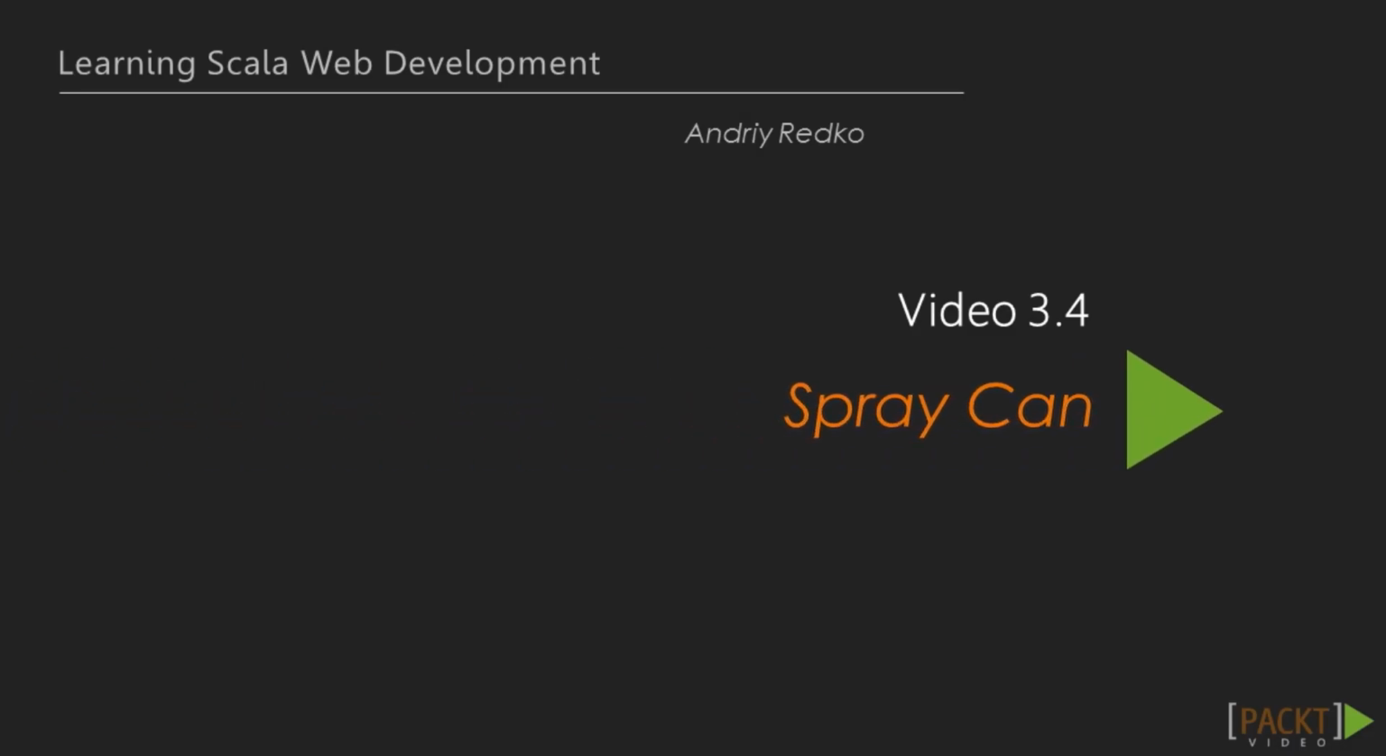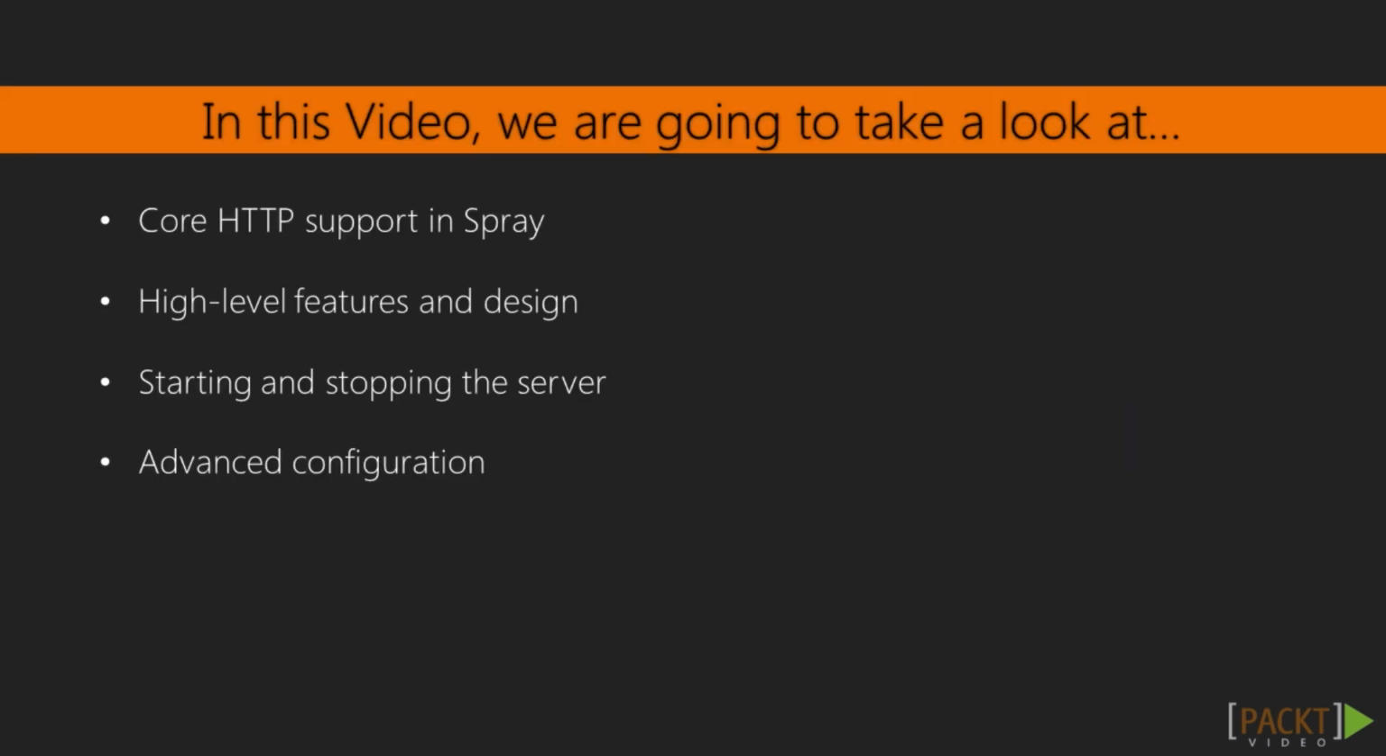Hi, in the previous video we looked at the Spray routing DSL as the concise and readable way of defining our own RESTful Web Services API. In this video, we're going to take one more step forward towards exposing our RESTful Web Services to the outside world by looking at spray-can and the core HTTP support implementation in the Spray framework. At the end of this video, we're going to have our sample book catalog web services up and running, ready to serve HTTP requests.